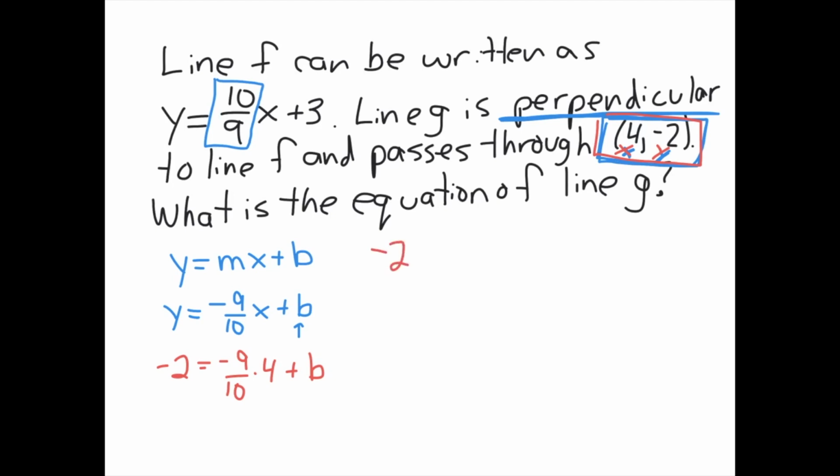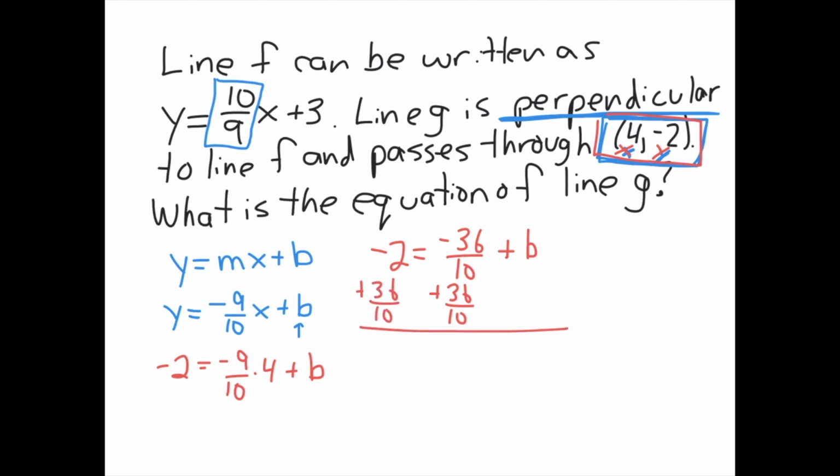We have negative 2 equals, now I just have to multiply negative 9 tenths times 4. That's negative 36 tenths plus b. Now I'm going to do a little bit of algebra. I'm going to add 36 tenths to both sides.